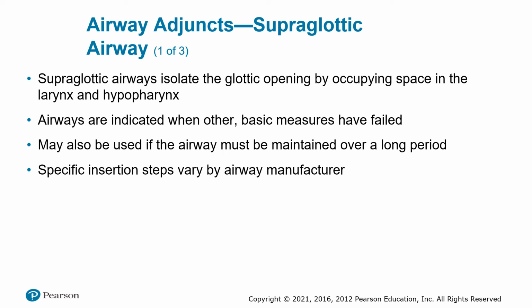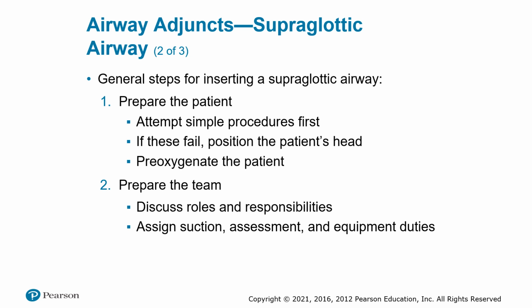Supraglottic airways. In Missouri, you can place a supraglottic airway. These isolate the glottic opening by occupying space in the larynx and hypopharynx. Airways are indicated when other basic measures have failed. They may also be used if the airway must be maintained over a long period. Specific insertion steps vary by airway manufacturer.